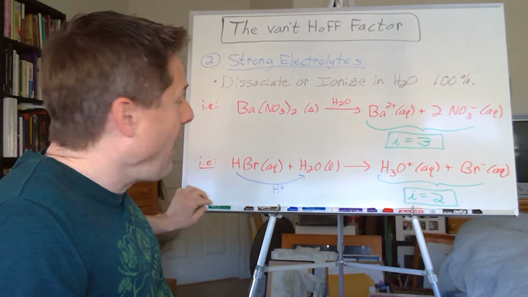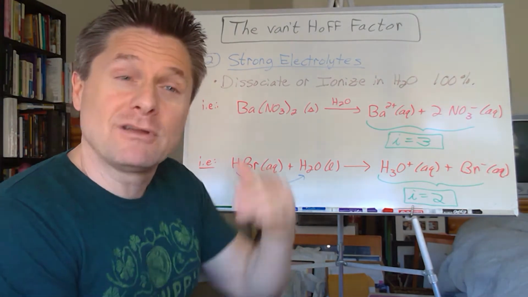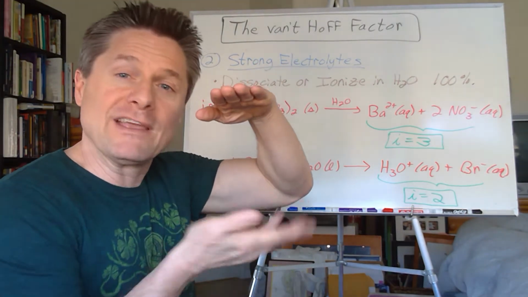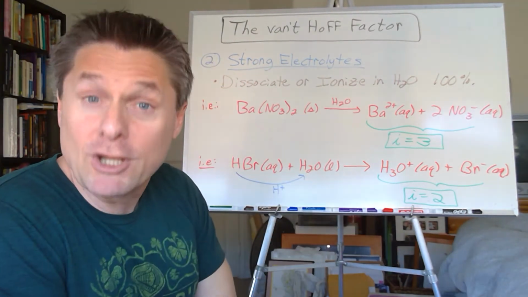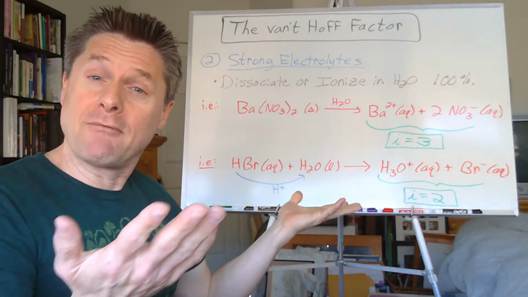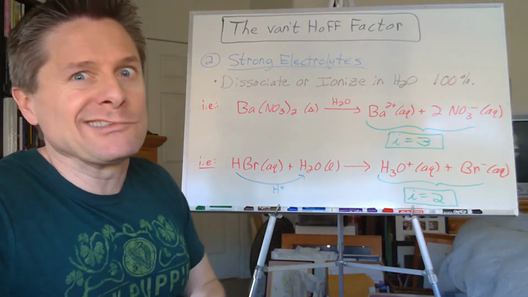And Jacobus van 't Hoff in lab would find that the measured colligative property over the expected value would be pretty close to 2. Not too bad, right? Let's look at weak electrolytes, which is a little tougher.